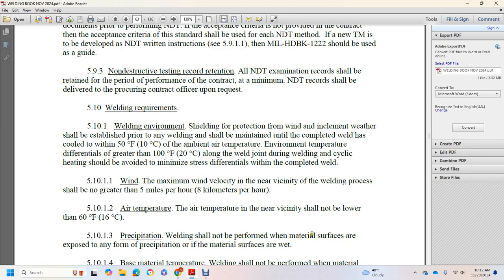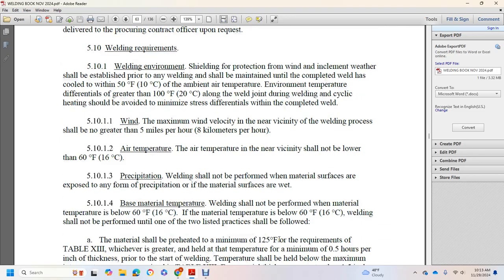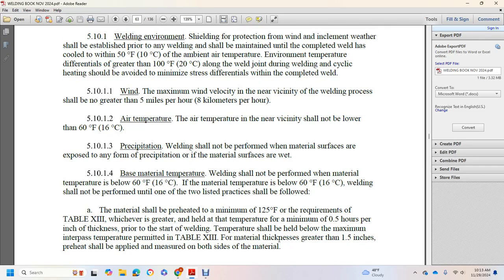Precipitation: welding shall not be performed when the material surfaces are exposed to any form of precipitation or when the surfaces are wet. Base material temperature: welding shall not be performed when the material temperature is below 60 degrees Fahrenheit. Welding shall not be performed until one of the two listed practices is followed. The material is preheated to a minimum of 125 degrees over the requirements of Table 13, whichever is greater, or held at a temperature for a minimum of a half hour per inch of thickness prior to the starting of the weld. The temperature shall be held below the maximum interpass temperature permitted in Table 13.